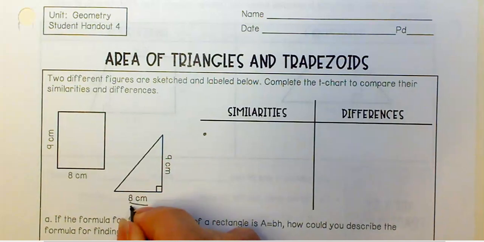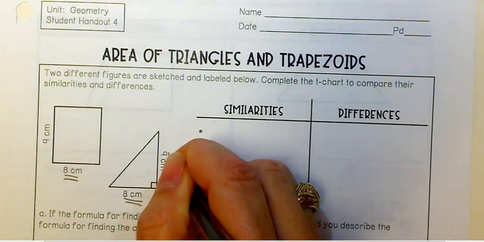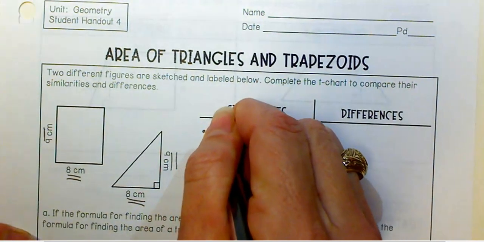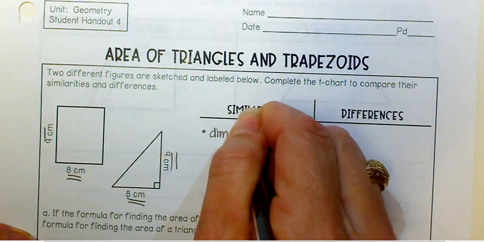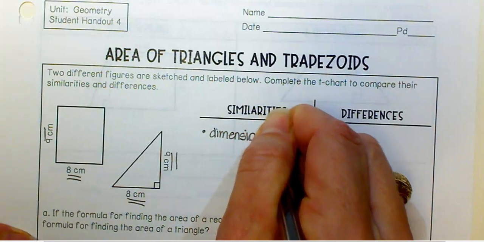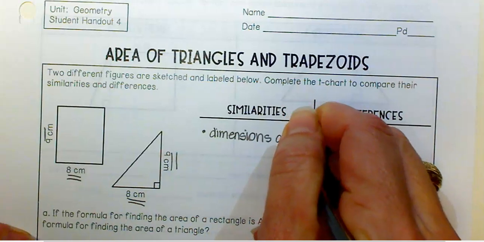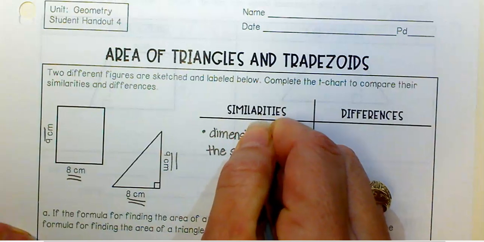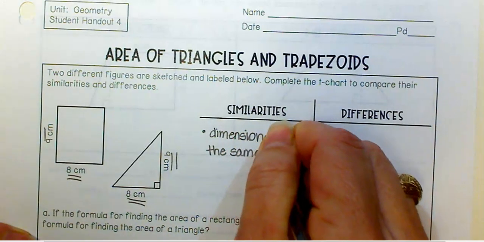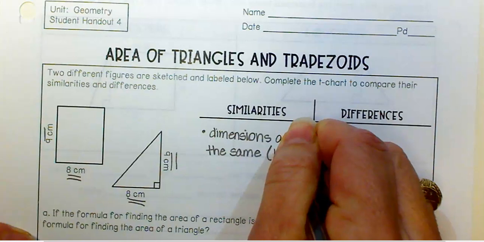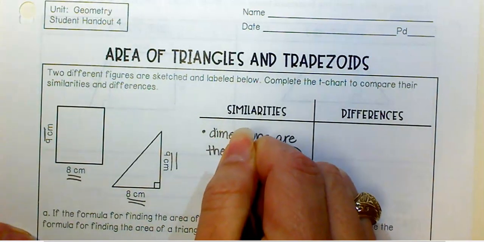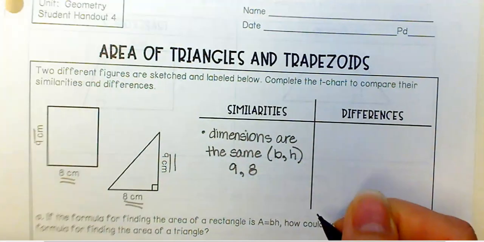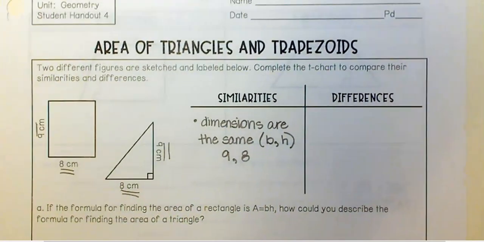Well, I'm looking, and they have the same dimensions, okay? Length and width, base times height, whatever you want to call it. Base and height, we'll call that, because both of them have a base of 8 and a height of 9. It really doesn't matter which one's base and which one's height, okay?